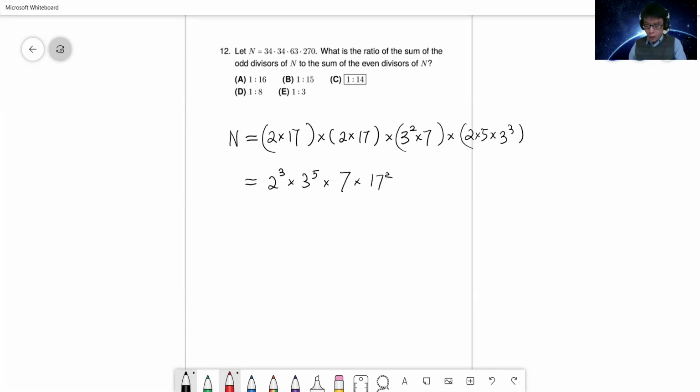Right here, we consider the odd divisors and the even divisors. The prime number that matters here is just 2. If we have 2, it's even. If there's no 2, it's odd.